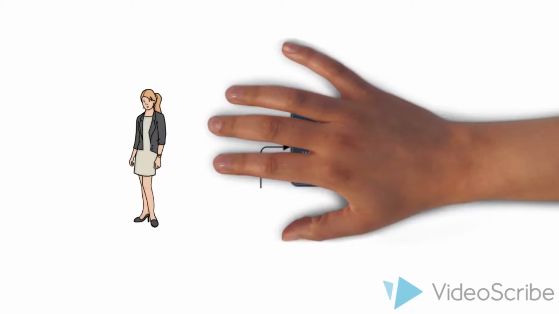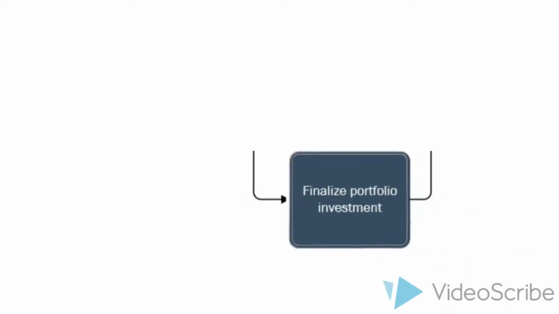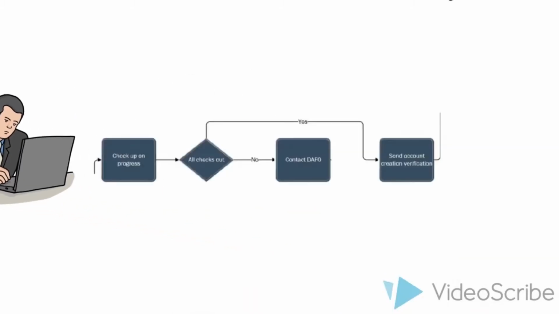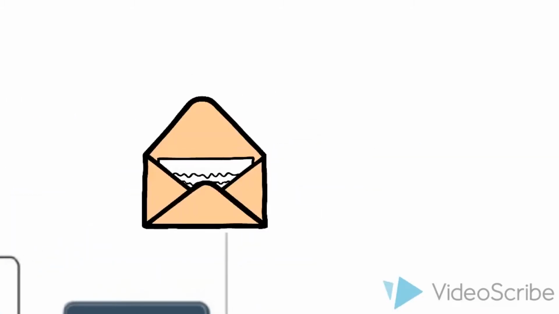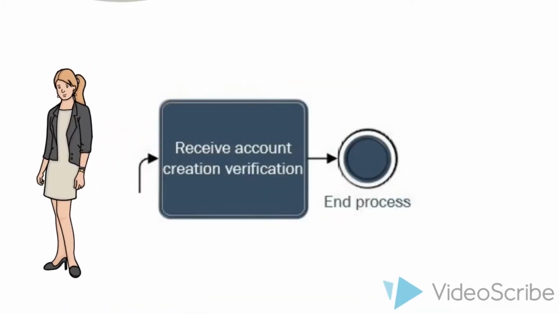The meeting is now over and Lisa finds the documentation in the platform, reads it and signs it. A notification is then sent to David, who finalizes the investment portfolio. Lastly, an account creation verification is sent to Lisa. Lisa receives this account creation verification in her inbox in the Gave Plus platform and she's very happy that the account is now created. End of this activity scenario.